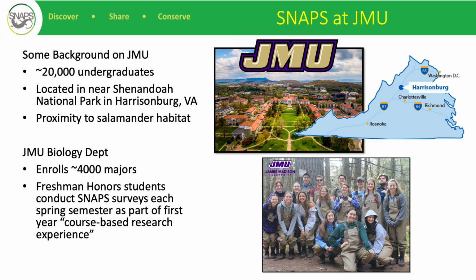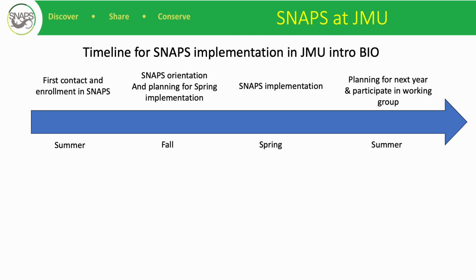Our biology department is one of the largest at JMU with over 4,000 majors. Currently, freshmen in the honors section of our introductory biology course, like the ones you see in the image here, participate in SNAPS as part of the several authentic research experiences that are embedded in the lab portion of their intro course.